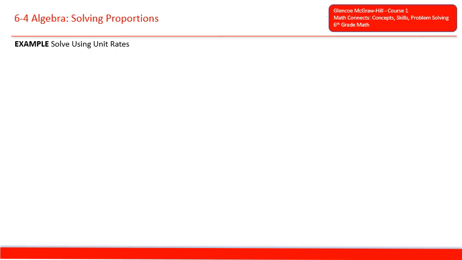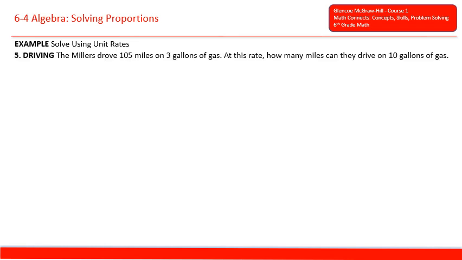Example, solving using unit rates. Number 5, driving. Millers drove 105 miles on 3 gallons of gas. At this rate, how many miles can they drive on 10 gallons of gas?